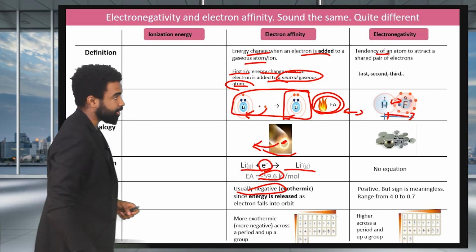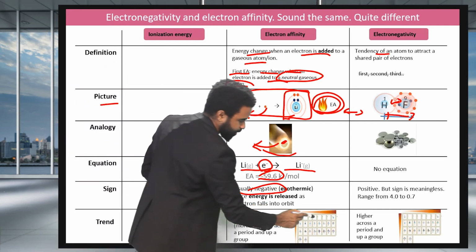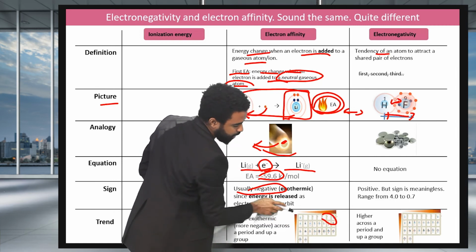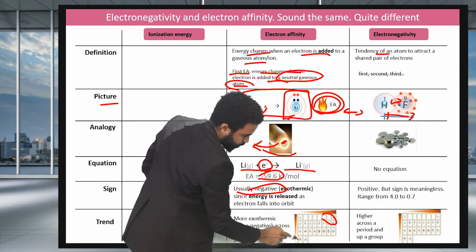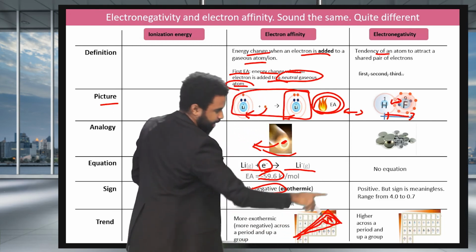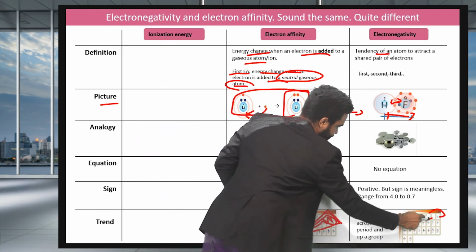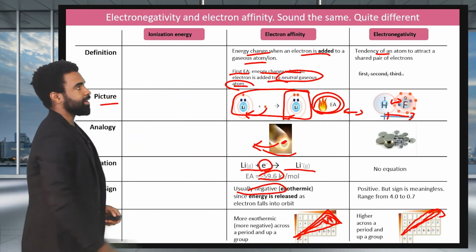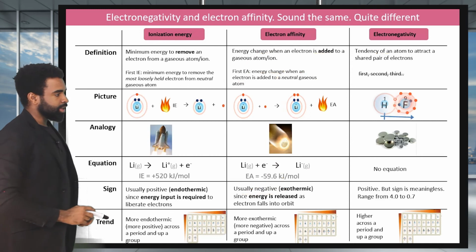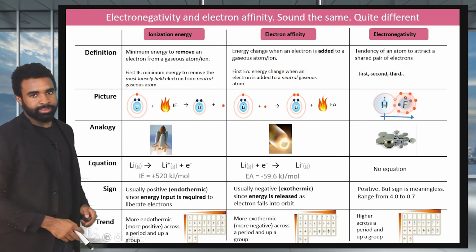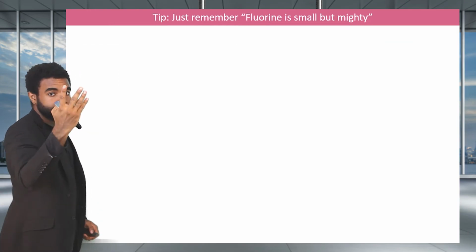The trends are similar. So here we get more exothermic across a period, and also less exothermic down a group. So the overall trend would look something like this. And the overall trend for electronegativity also looks something like that. And here is the stuff for ionization energy if you want to compare them and maybe take notes. So now we've covered 4 different periodic trends.